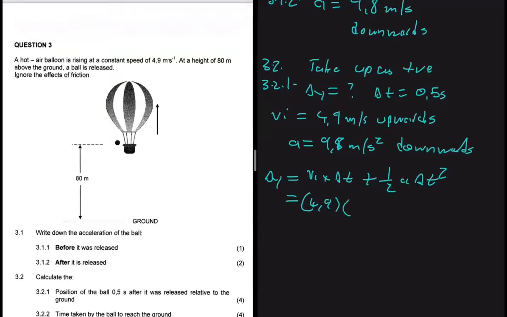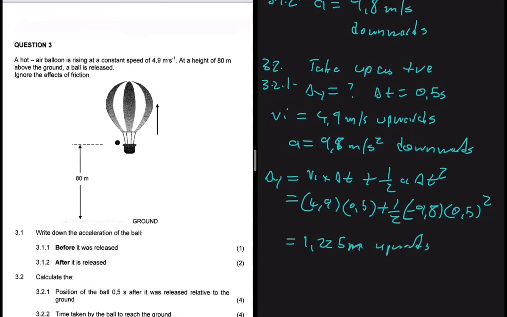And then delta t, there isn't any of that, right? Time is a scalar. We don't have a direction, so we just put 0.5. And then plus a half acceleration. The acceleration is 9.8, but downwards. So we have to say minus 9.8, and then multiply by delta t, 0.5 squared. This is going to give us 1.225 meters, right? We have a positive value, so this is going to be upwards, right?